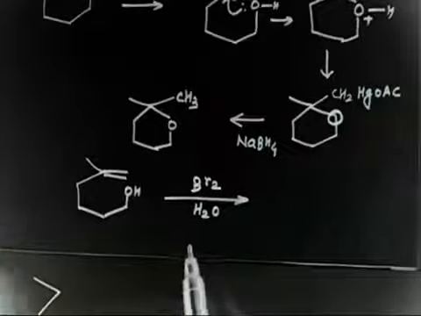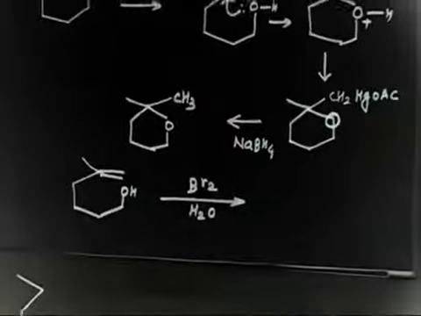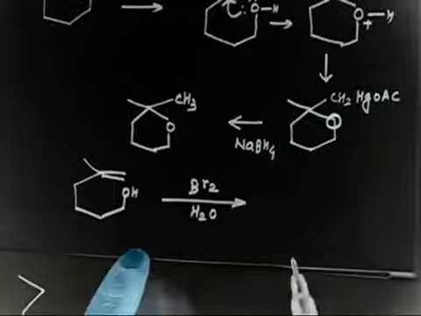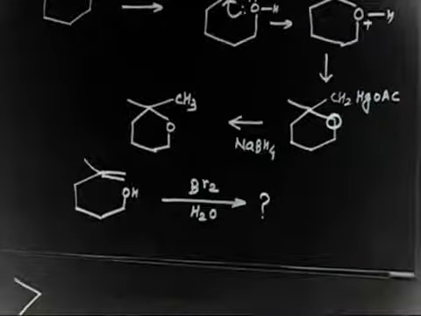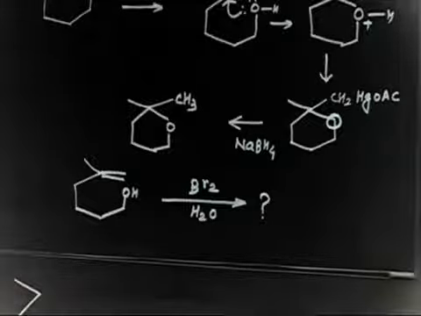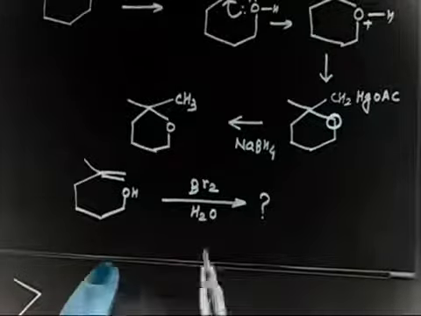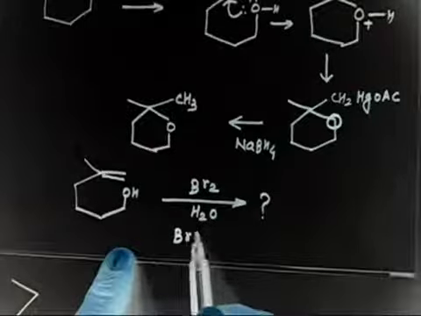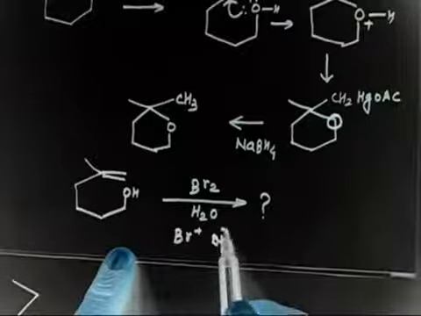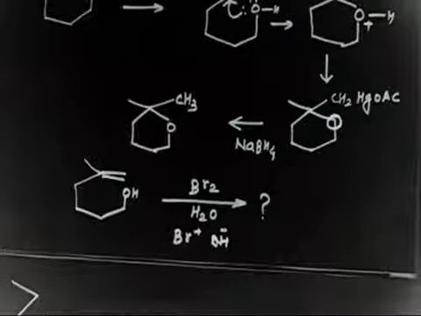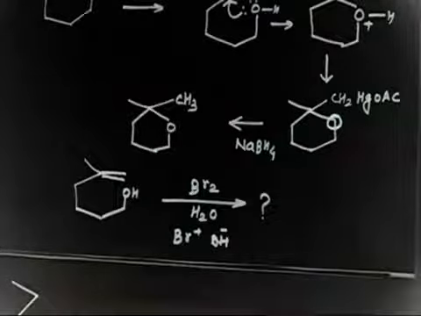HOBr, that is you will have Br plus and OH minus. So what will be the product in this case? I will give you a hint. Only thing is, in the first case you have made a cyclic mercurinium ion. Now in this case you make a cyclic bromonium ion and then you add H2O. Basically in this case you have a nucleophile and electrophile. You have Br plus as electrophile and OH minus as a nucleophile. So you first make a cyclic bromonium ion and then attack, you will get the answer.